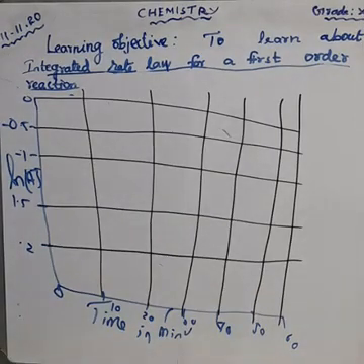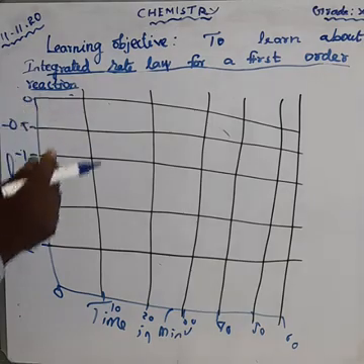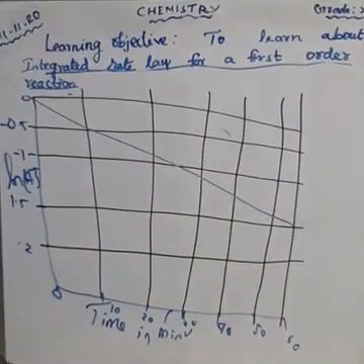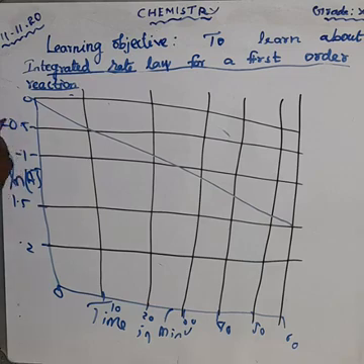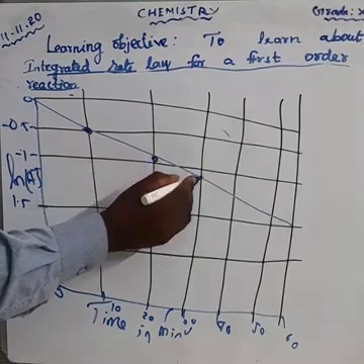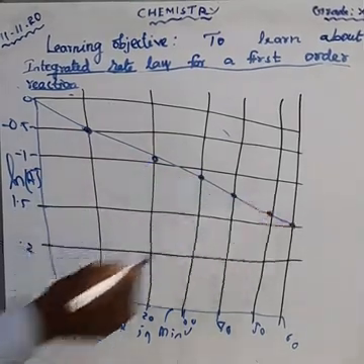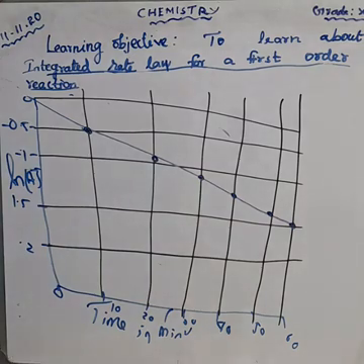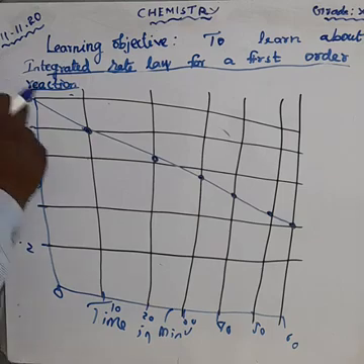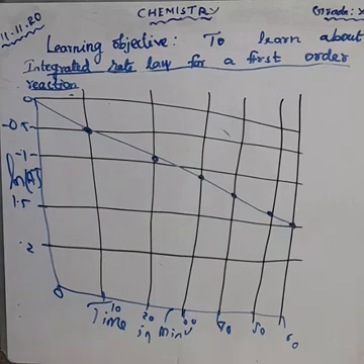When you are plotting, we get a negative slope. These are the points, try to draw this one. That means the concentration of the reactant at regular time intervals T is plotted as ln A versus time T in minutes. We get a straight line with a negative slope. From this, we can also calculate the rate constant. That is one of the methods.